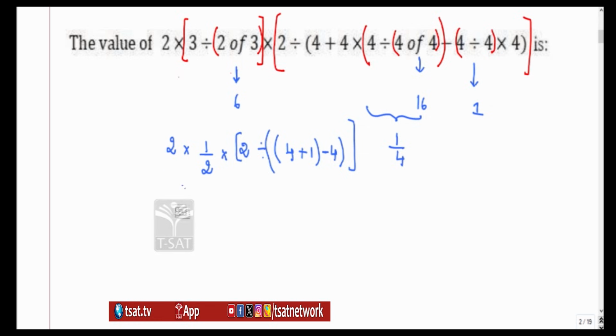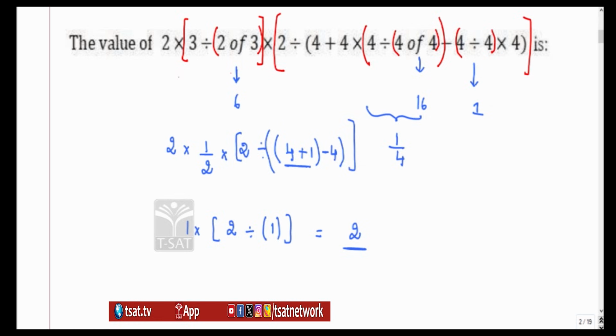Then solve it. This is 1. Two. 5 minus 4 is simply 1. Finally, you have 2 divided by 1, that's 2. So first make individual brackets, then solve the things which are inside the bracket.